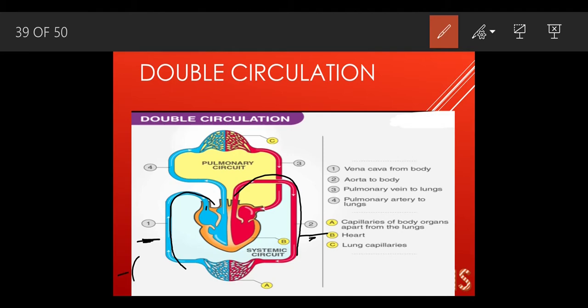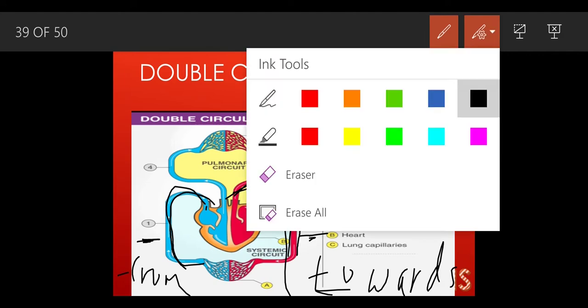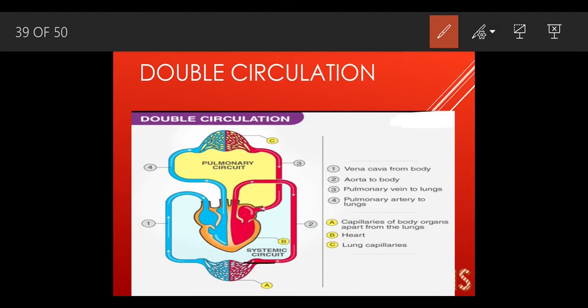So this is coming from the body part, and this one is taking the blood towards the body part. So this system is related to the body, so that is why it is called the systemic circulation. Why is it called the systemic circulation? Because the word systemic means the system, the body system, the system which is related to the body.